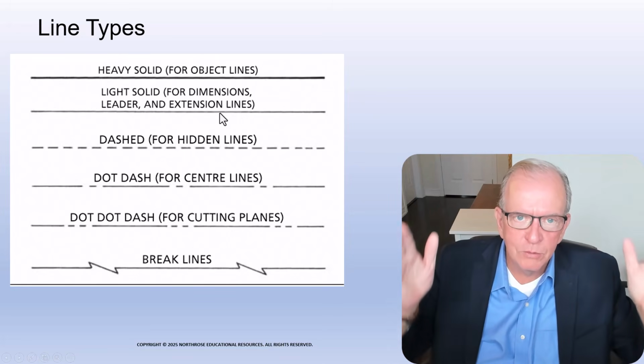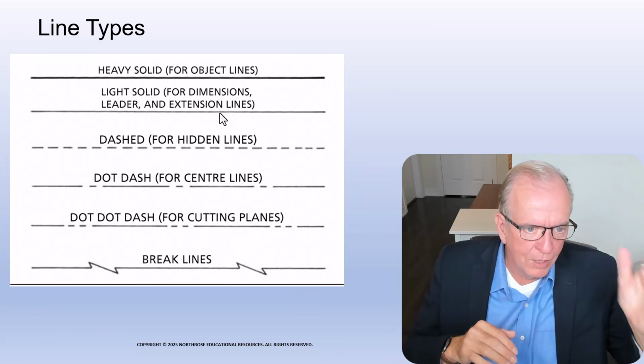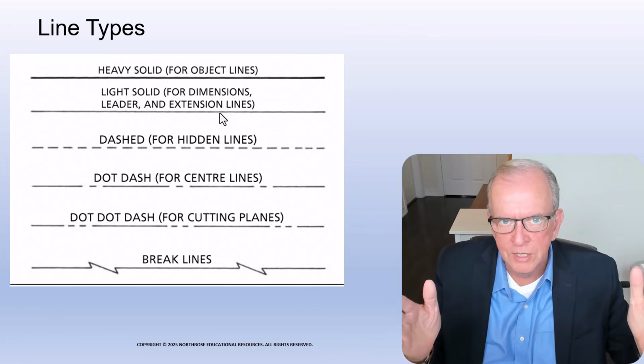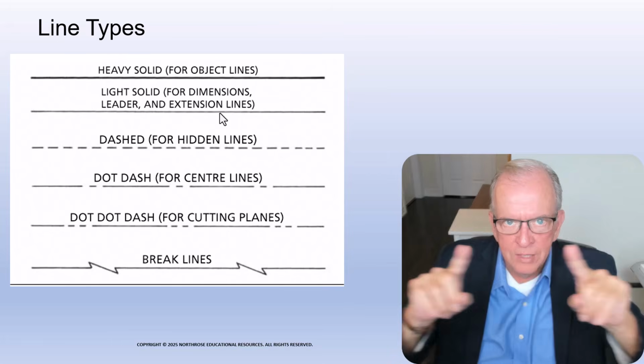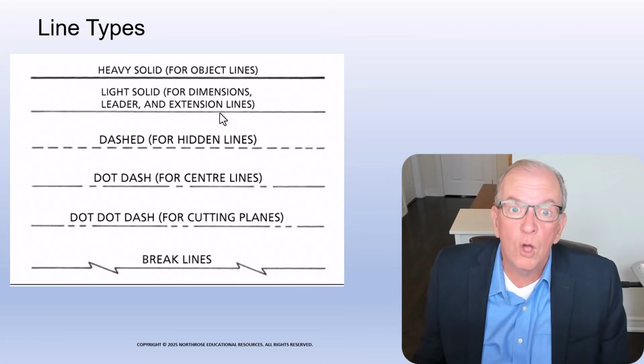Extension and dimension lines are lines we use to say what this measures from this point to this point. Those are extension lines, and dimension lines are where you'll find how long it is.